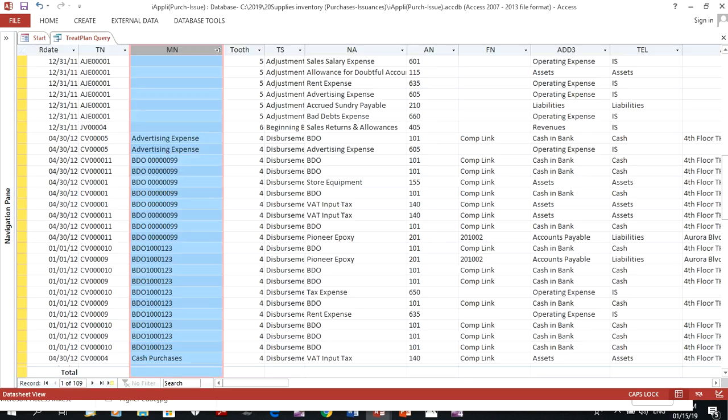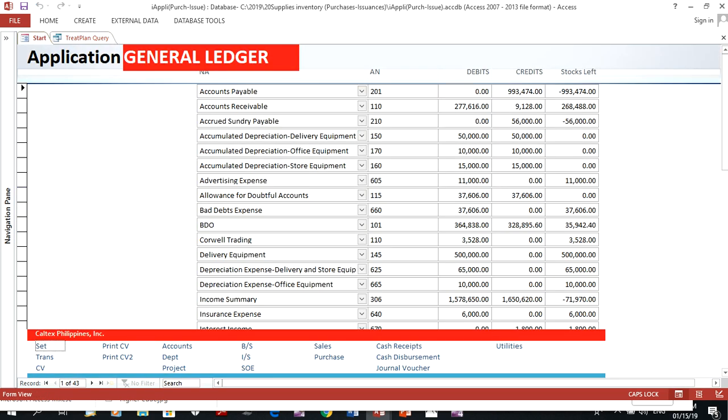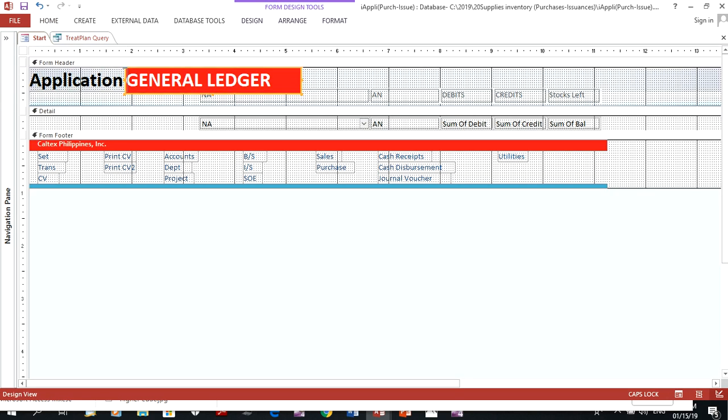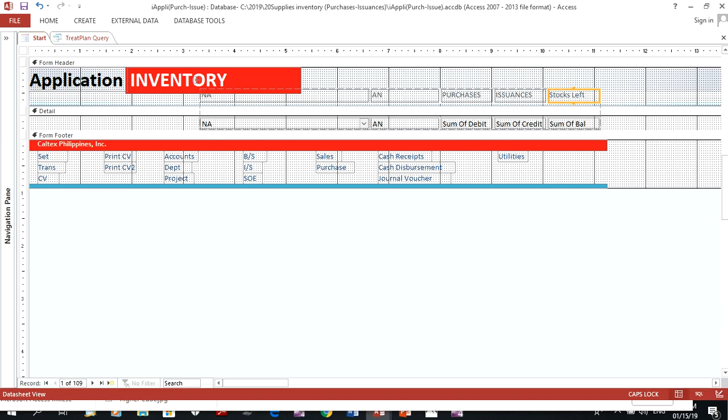Now if these were inventory items, not accounts, then indeed this could be used for purchases and issuances. So this could be inventory, and this could be purchases, issuances. Okay, so that is your system.